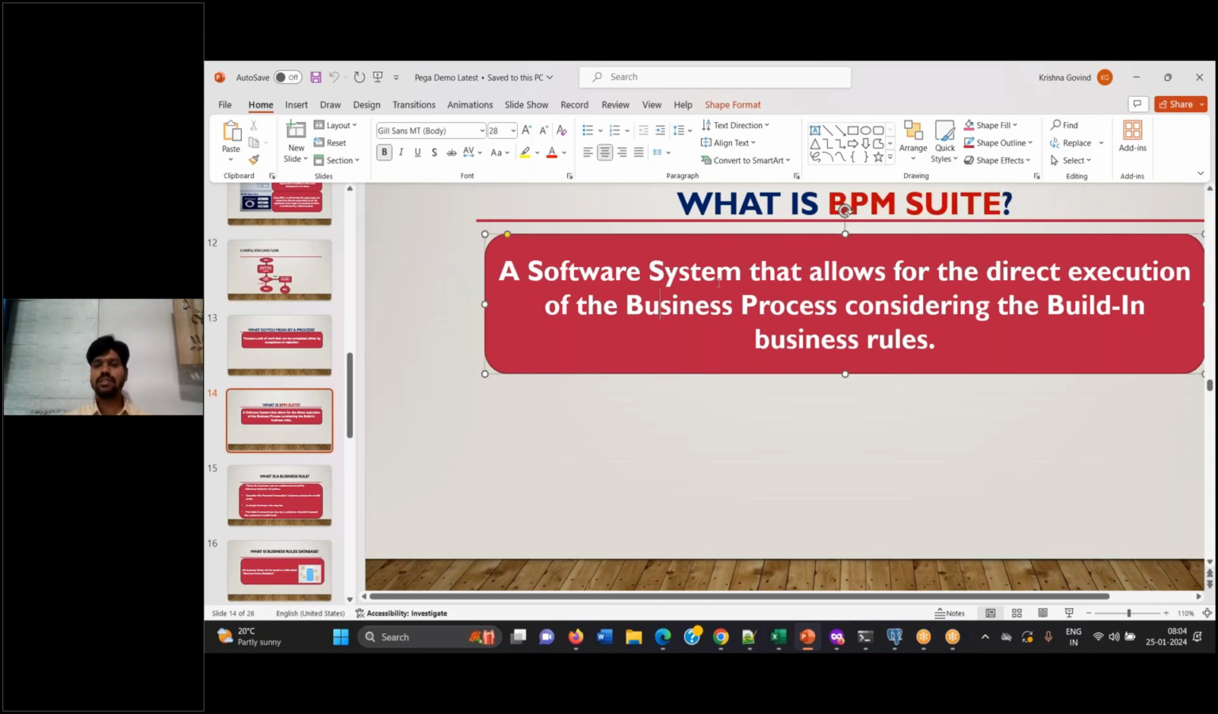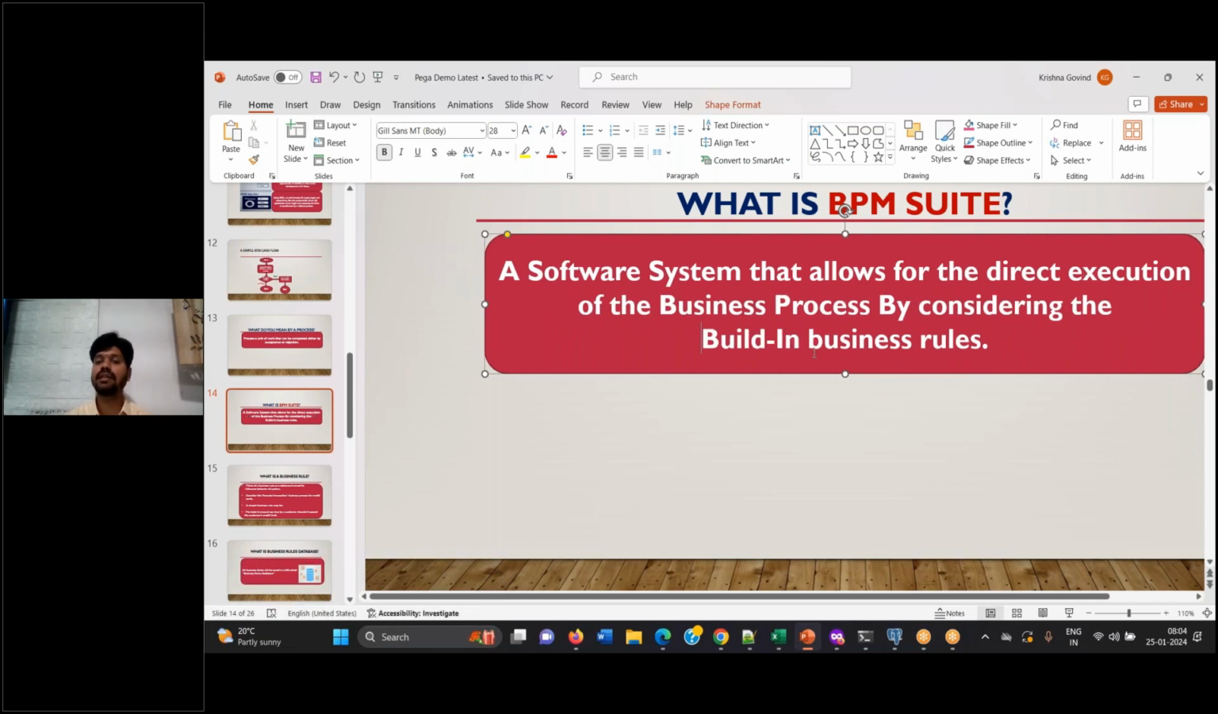BPM suite is a software system that allows for the direct execution of the business process. So BPM suite is a system which is allowing you to develop the business applications. Also, the applications that you develop can run on the same BPM system, and by considering the built-in business rules. So BPM system is going to allow you to develop as well as process your business transactions by considering the built-in business rules.